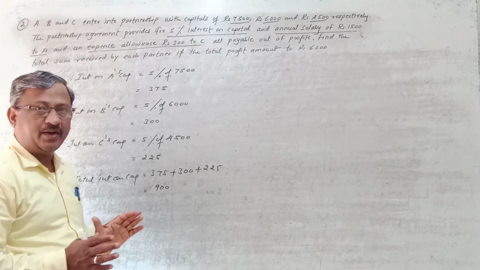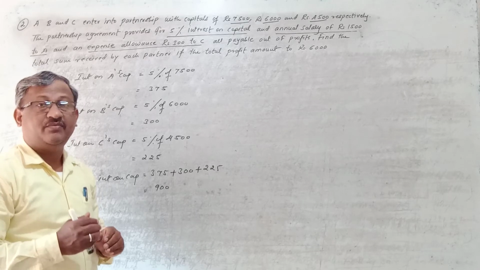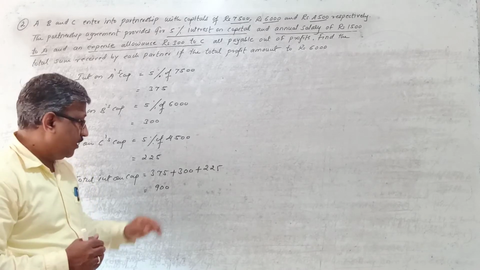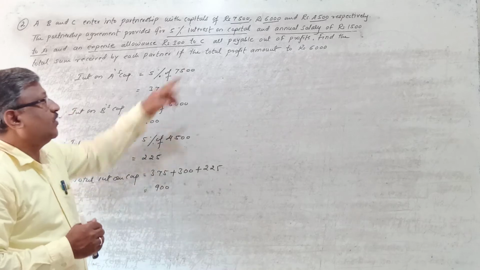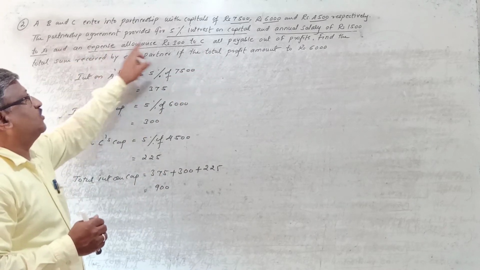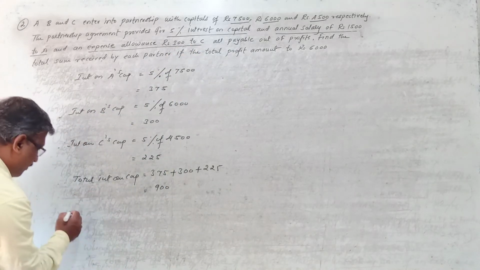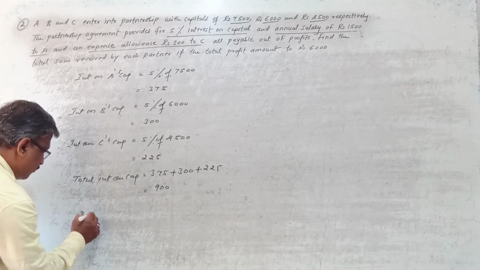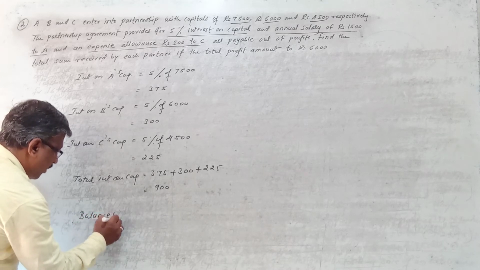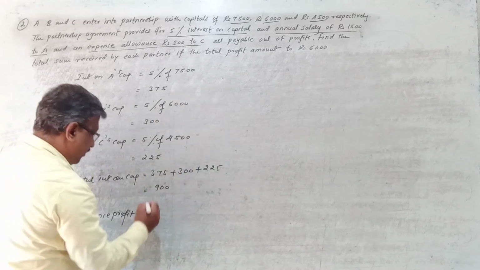Means now what you have to find? Now we have to find out what is the remaining profit. What is the profit left with the company after paying interest on capital, then annual salary of rupees 1500 to A and expense allowance of rupees 300 to C. So let's determine the balance profit. So balance profit is equal to, first take the total profit.